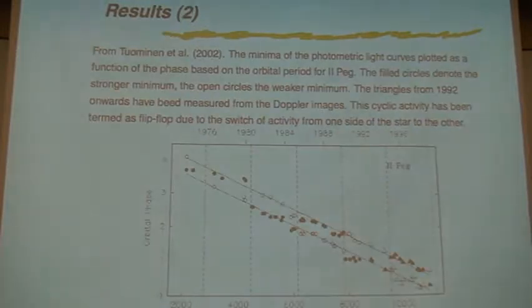And then you can also use other methods. You can monitor the brightness of the star over a long period of time, like here, starting from the 1970s and going until something like 98. And you can also see these spots on the light curve of the star.